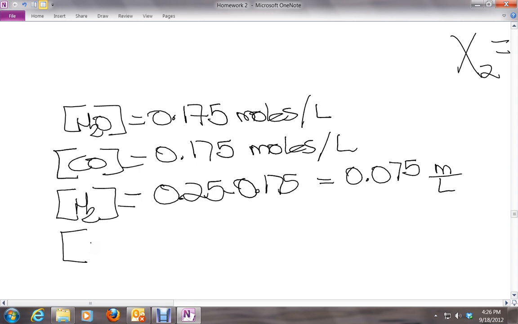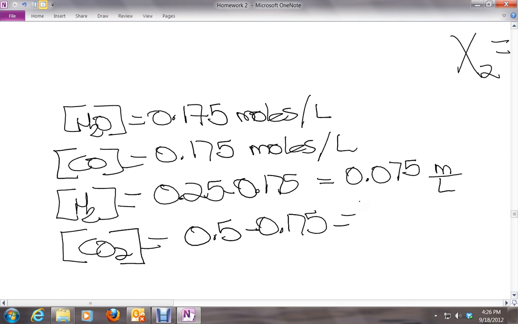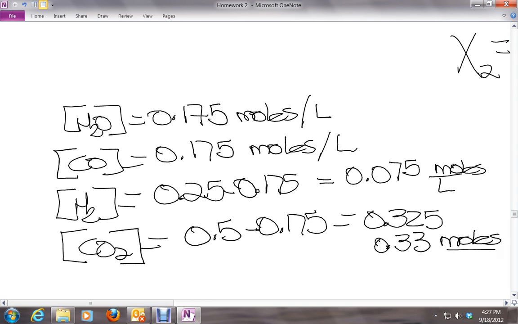And the concentration of CO2, that's the other reactant on the left side, is 0.5 minus 0.175, and it's equal to 0.325, or 0.33 moles per liter.